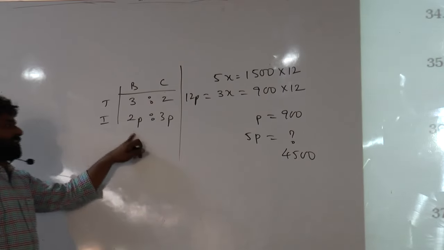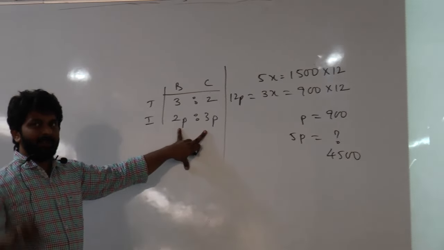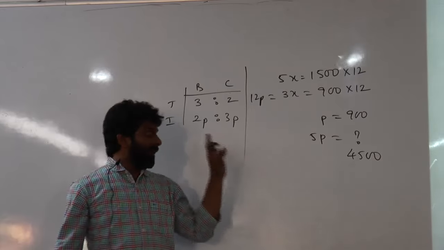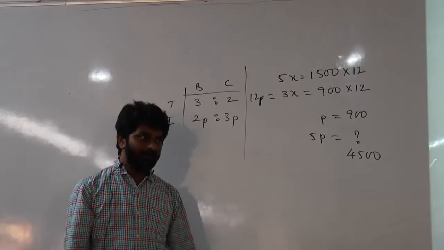Actually, the total investment of B and C is equal to how many parts? 5 parts. Your answer should be a multiple of 5, but all your options are multiples of 5. Hence we are not going with that. If you think there is some other number instead of 5 parts here, you can definitely go for that number as verification.